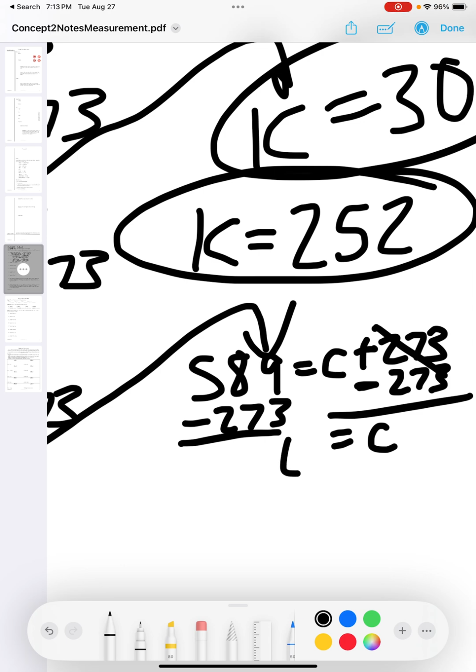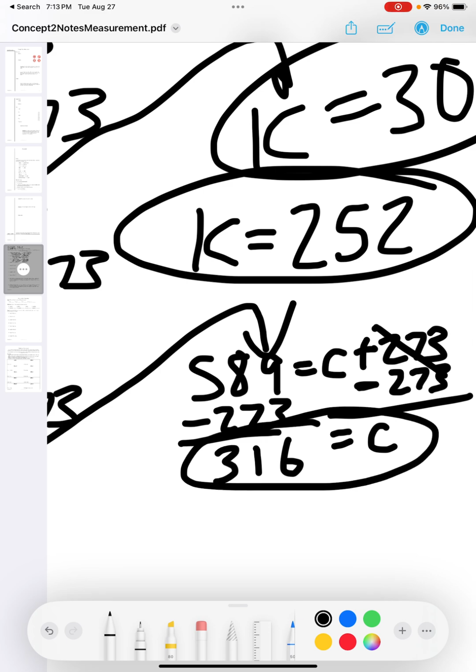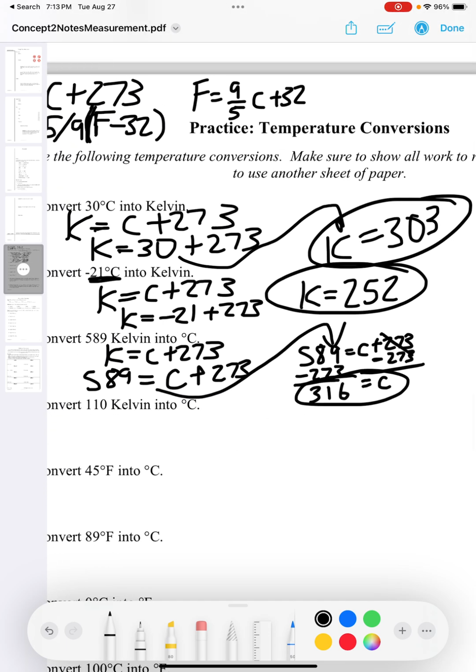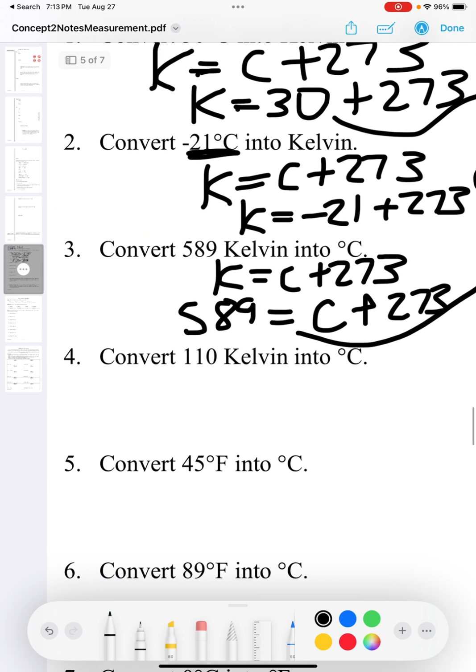So 9 minus 3 is 6, 8 minus 7 is 1, 5 minus 2 is 3. And you can always type that into your calculator and double check it. So we get that 589 degrees Kelvin is the same as 316 degrees Celsius.